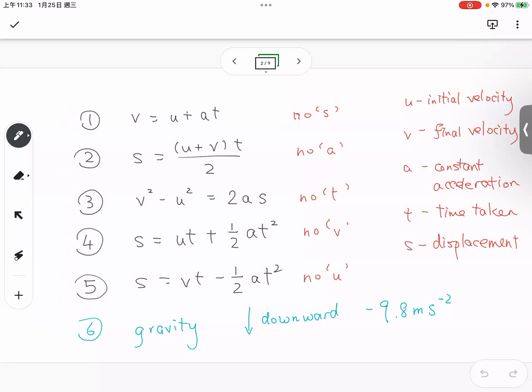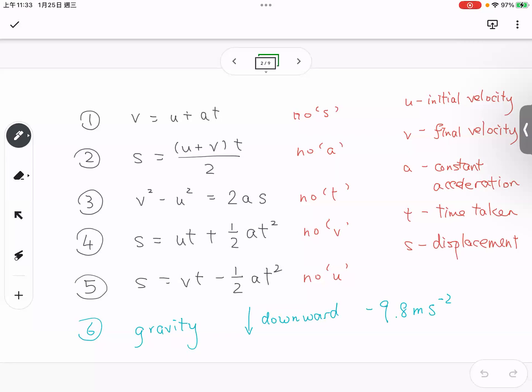You will notice that for number one, we do not have any displacement. For number two, we do not have any acceleration. Number three, no time taken. Number four, no final velocity. And number five, no initial velocity. Sometimes in a question, data is missing, so we must make sure that we can choose the correct formula so that we can solve the questions easily and get the answer.